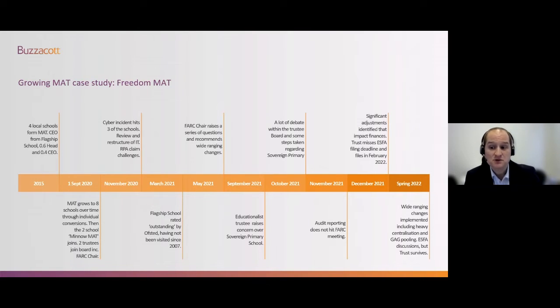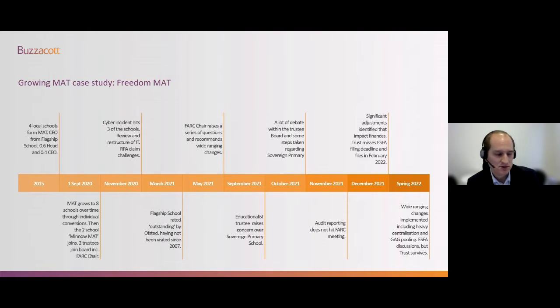Although cash was just about okay in the trust, and they had been monitoring cash flows, because academies are funded in advance, the cash had been okay, but the reserves had evaporated. It turned out that some of the schools had been making deficits, and this was getting absorbed by capital funds incorrectly.